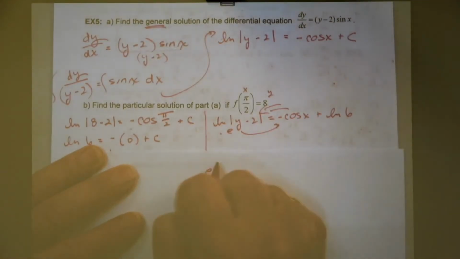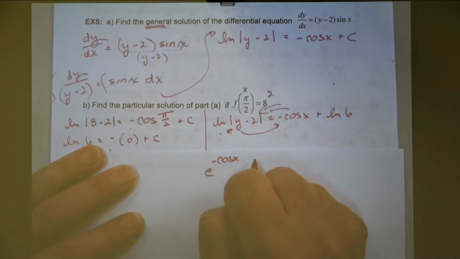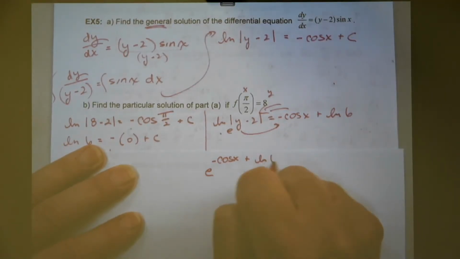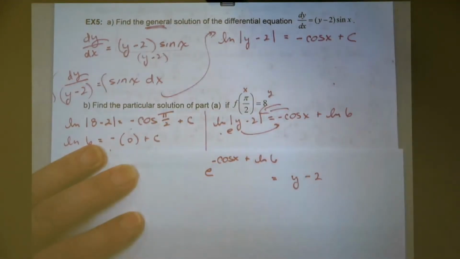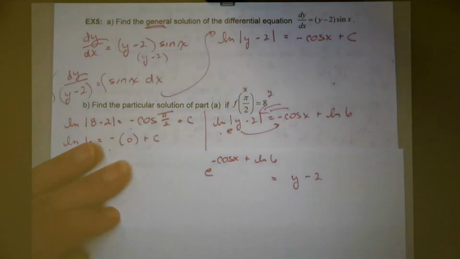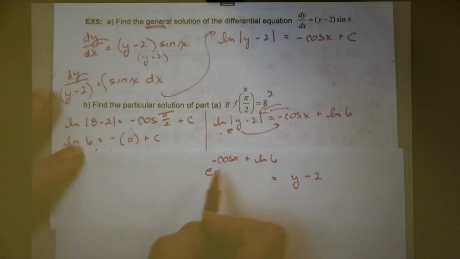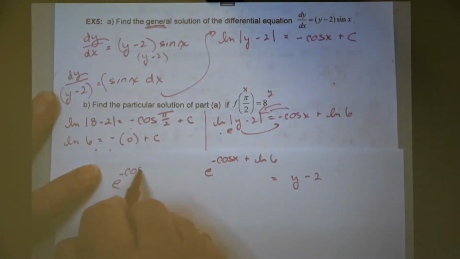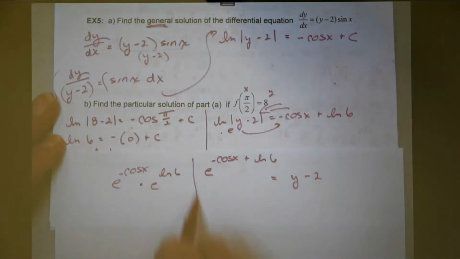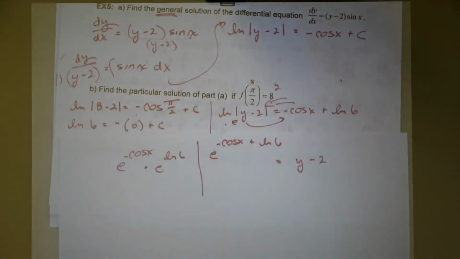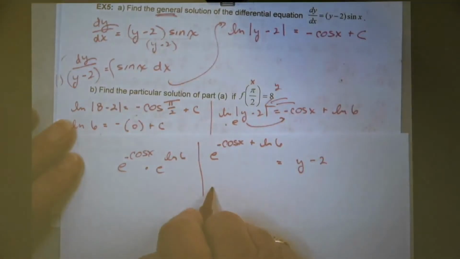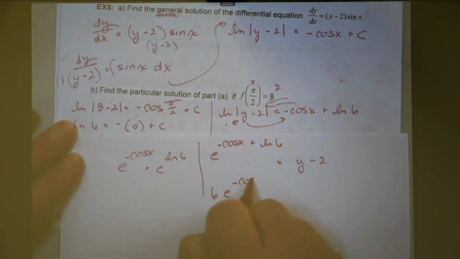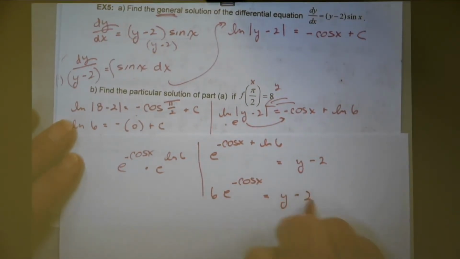So we have e to the negative cosine x plus ln 6 is y minus 2. Okay, again, working backwards, remember you really have e to the negative cosine x times e to the ln 6. Log base x of x to the... base e log is x. This is 6. So I've got 6e to the negative cosine x is y minus 2.